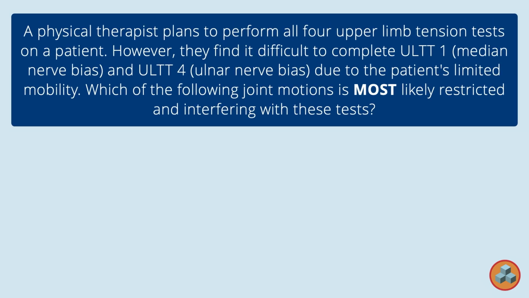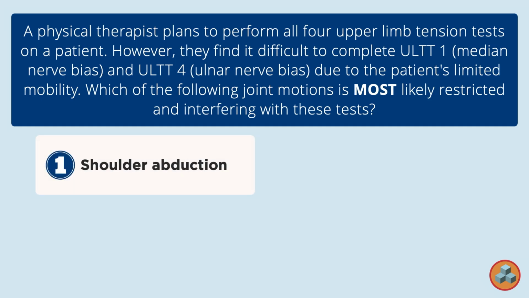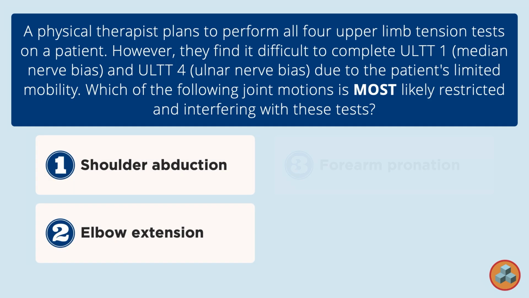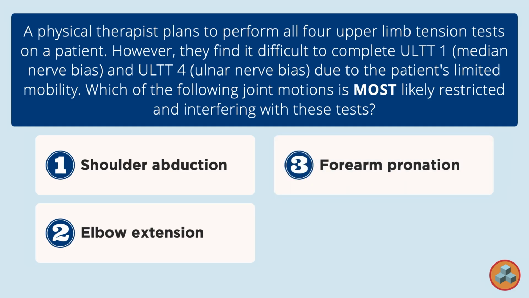A physical therapist plans to perform all 4 upper limb tension tests on a patient. However, they find it difficult to complete ULTT1, median nerve bias, and ULTT4, ulnar nerve bias, due to the patient's limited mobility. Which of the following joint motions is most likely restricted and interfering with these tests? Option 1, shoulder abduction. Option 2, elbow extension. Option 3, forearm pronation. Option 4, wrist flexion.